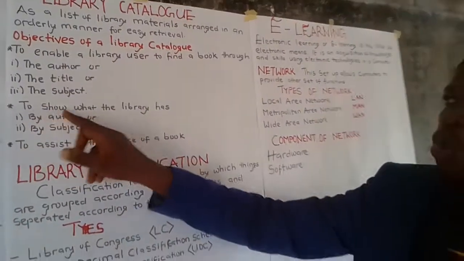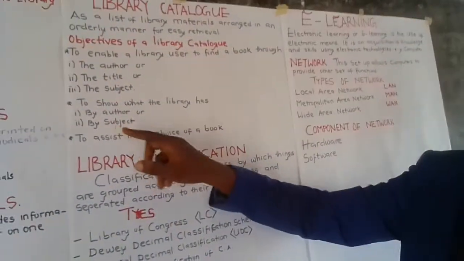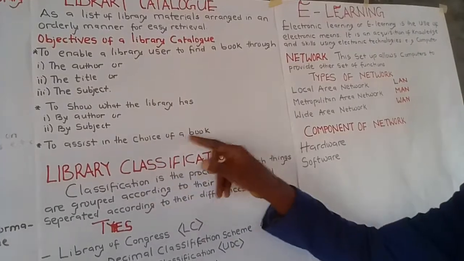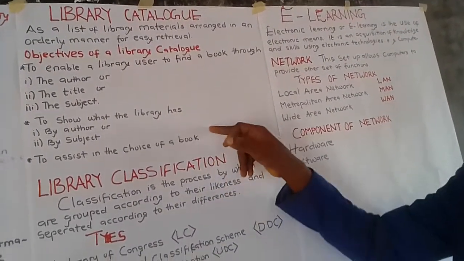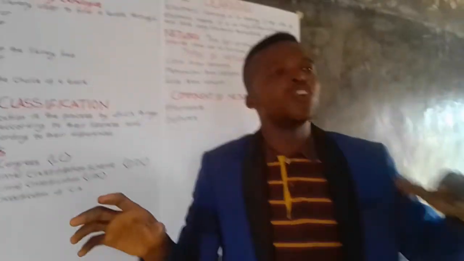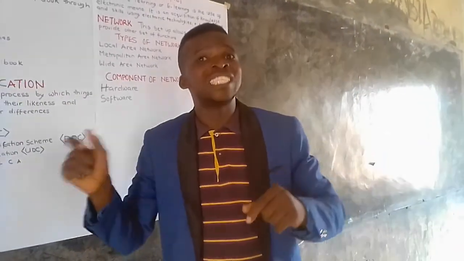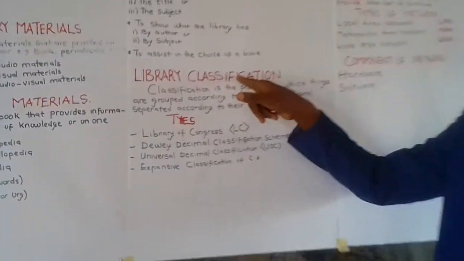Number two, to show what the library has. It shows you the author and the subject. Number three, to assist in the choice of a book. Library catalog will direct you to where you can get the choice of your book. Students usually misunderstand the differences between library catalog and library classification. They are not the same thing. And let's look at what library classification is talking about.